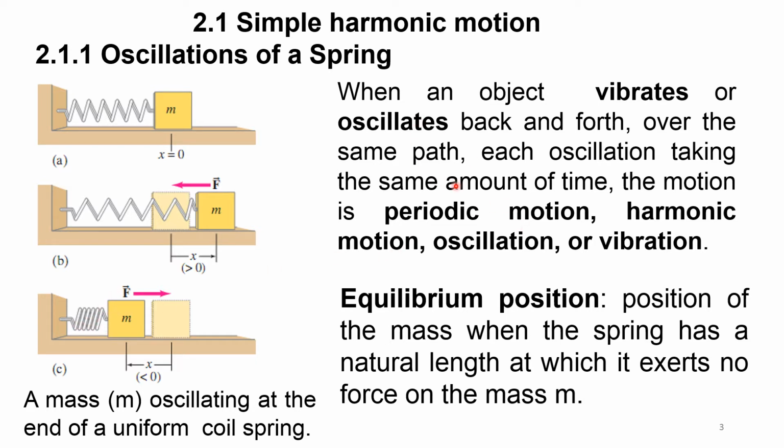Then when an object vibrates or oscillates back and forth over the same path, each oscillation taking the same amount of time, the motion is periodic motion or harmonic motion or oscillation or a vibration. And here there is a position that we call the equilibrium position. This is the position of the mass when the spring has its natural length, meaning its original length.